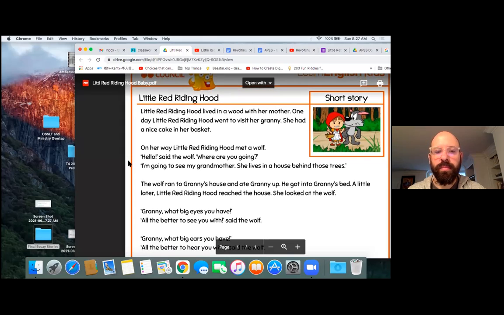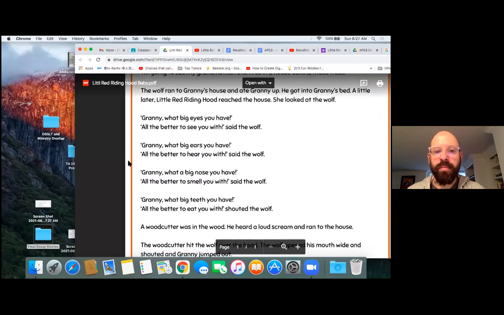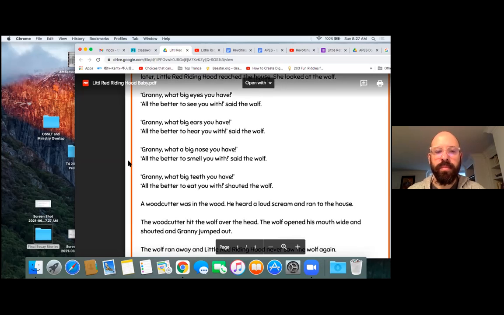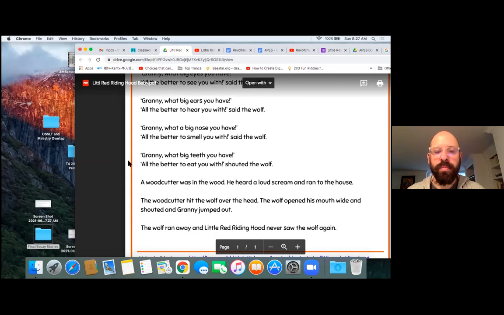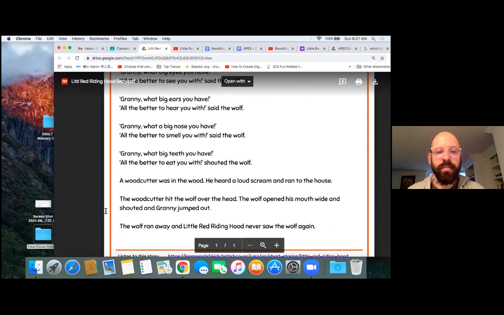"Granny, what big eyes you have." "All the better to see you with," said the wolf. "Granny, what big ears you have." "All the better to hear you with," said the wolf. "Granny, what big nose you have." "All the better to smell you with," said the wolf. "Granny, what big teeth you have." "All the better to eat you with," shouted the wolf. A woodcutter was in the wood. He heard a loud scream and ran to the house. The woodcutter hit the wolf over the head. The wolf opened his mouth wide and shouted, and Granny jumped out. The wolf ran away, and Little Red Riding Hood never saw the wolf again.